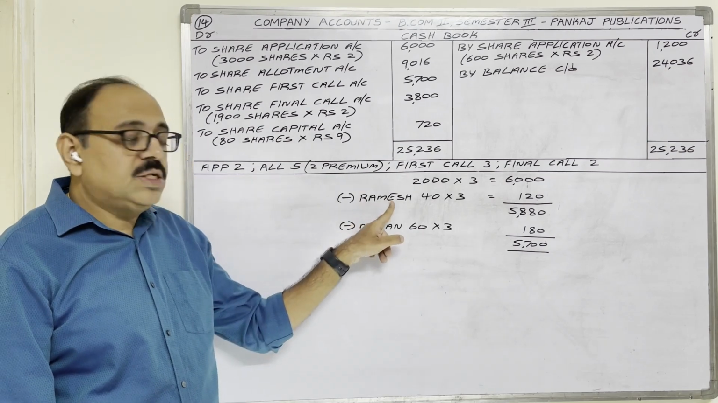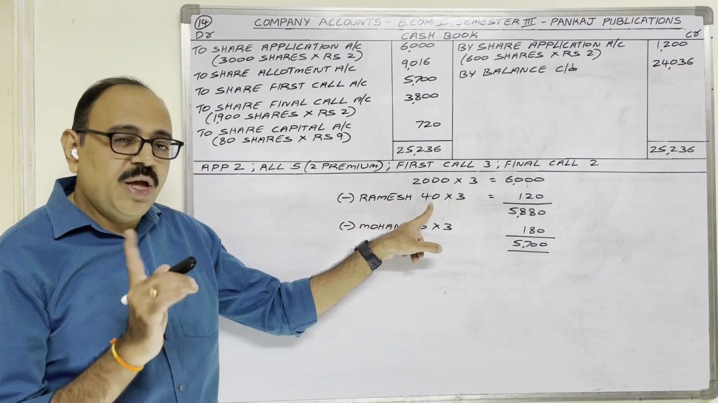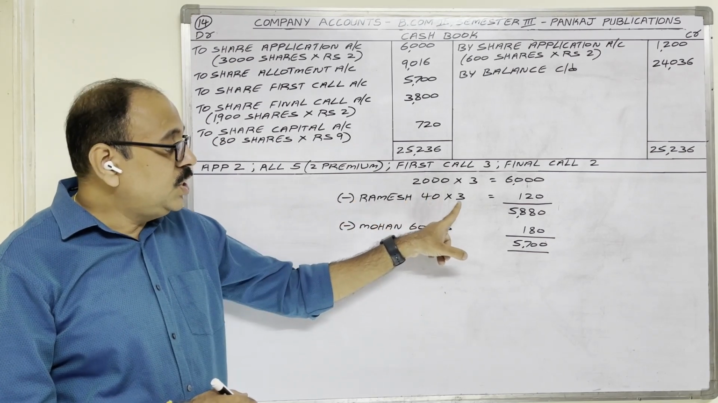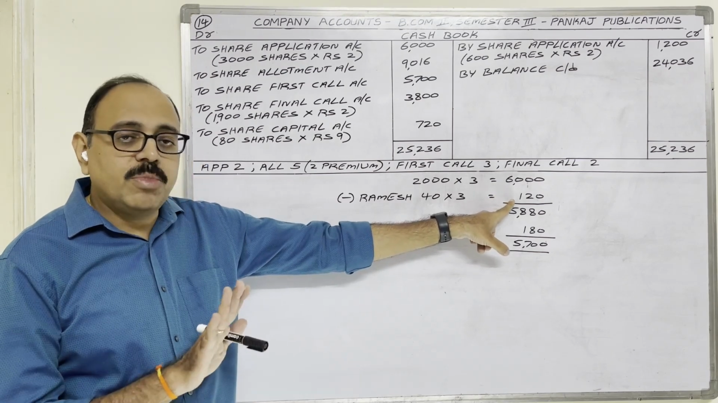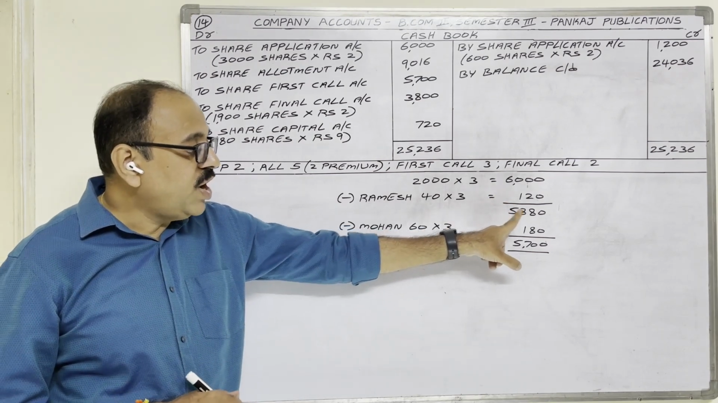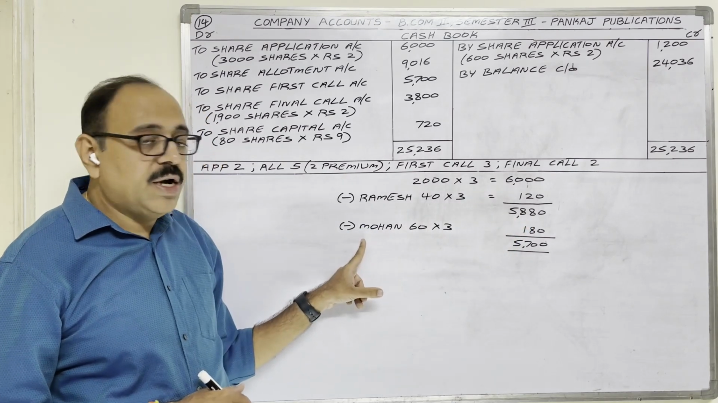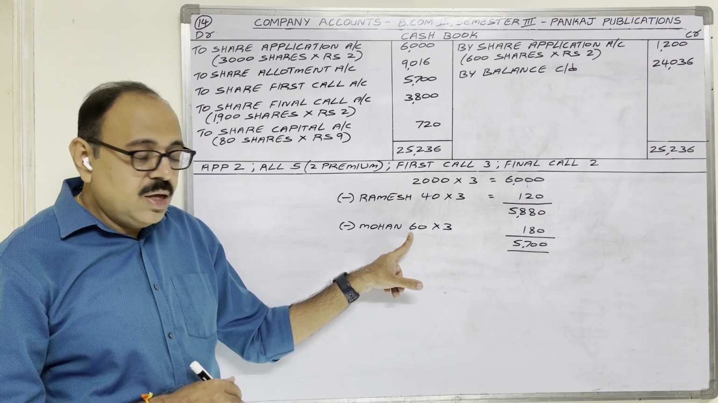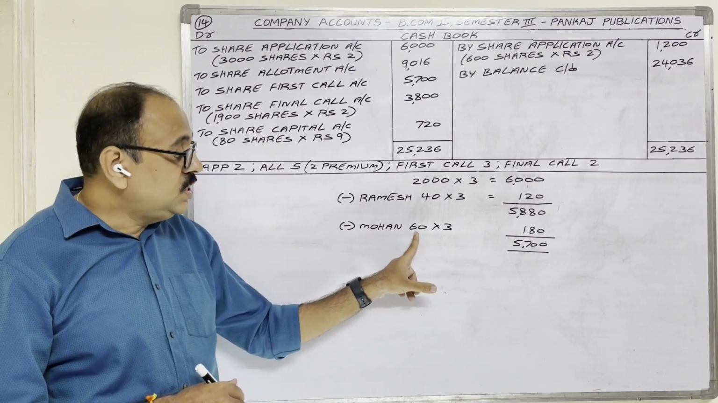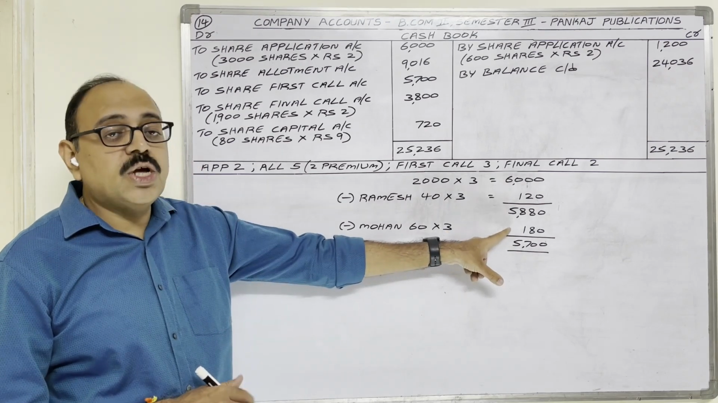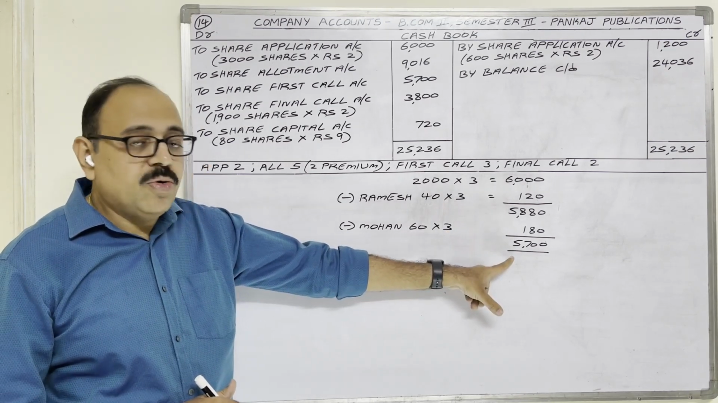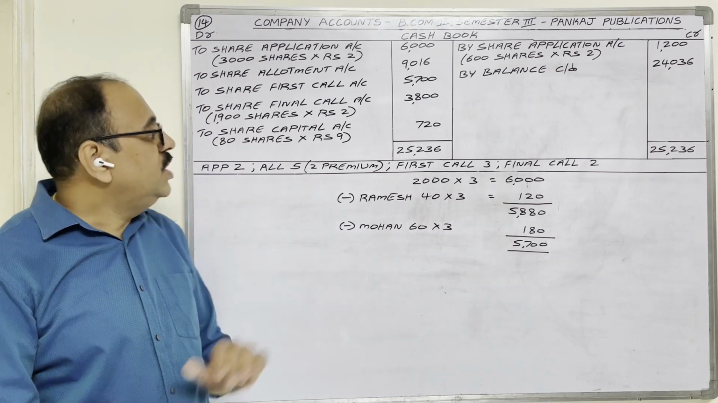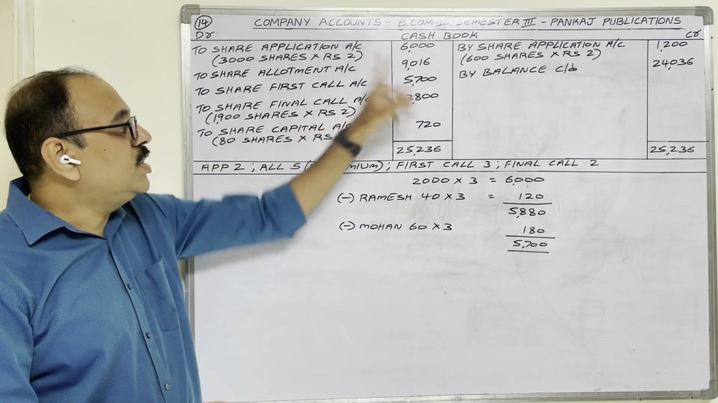And Ramesh, on his 40 shares, is not paying first call money. So that amount we have to subtract. 40 shares into 3 rupees each, 120 is not coming from Ramesh. Then the remaining amount is 5880. Another applicant who is holding 60 shares also failed to pay the first call money. That amount also we have to subtract. 60 shares into 3 rupees per share, 180 is also not coming. Then the remaining amount, 5700, is finally what the company received through share first call. Therefore, to share first call 5700.